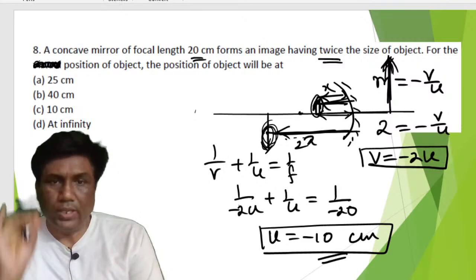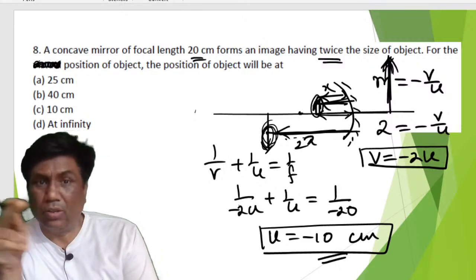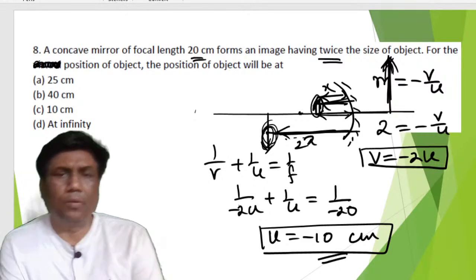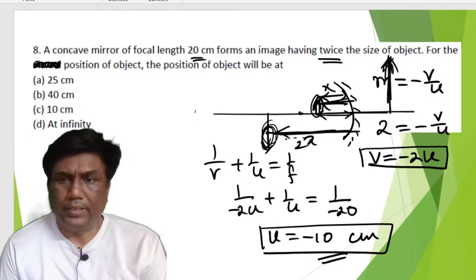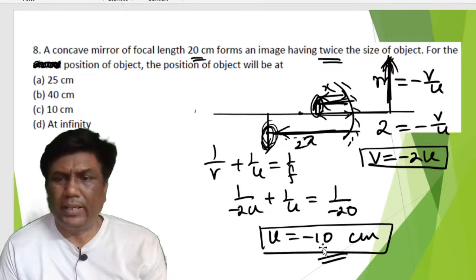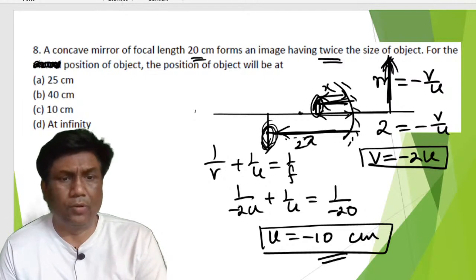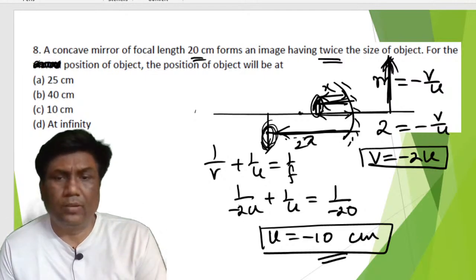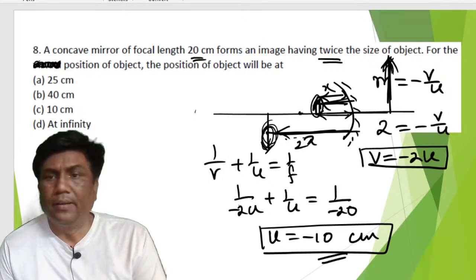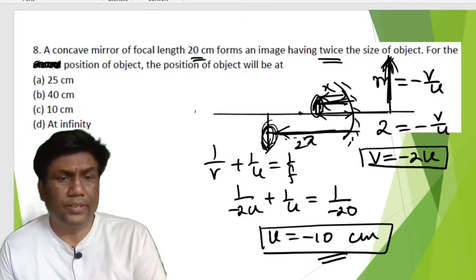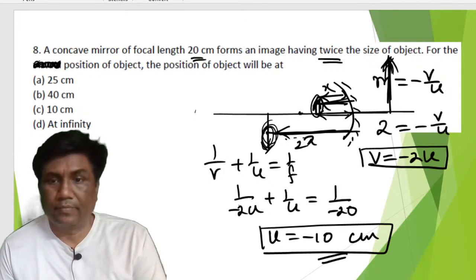So I think in the question, the object is not virtual, actually the image is virtual, okay. So I think there is a little problem in the question. Anyway, you should understand it, okay. Automatically if you get u equal to minus 10, you should understand that it is less than the focal length. So automatically the image will be on the right side of the mirror only, which will be virtual and enlarged, okay. We have already discussed these things.